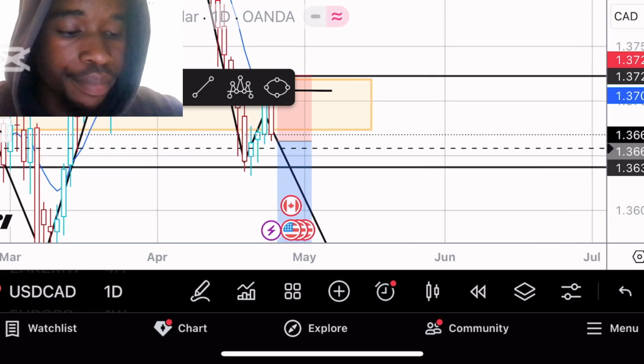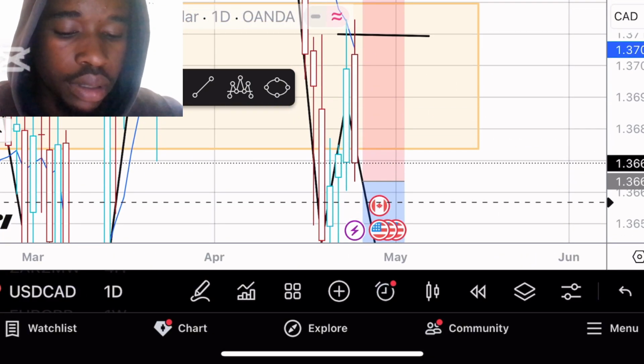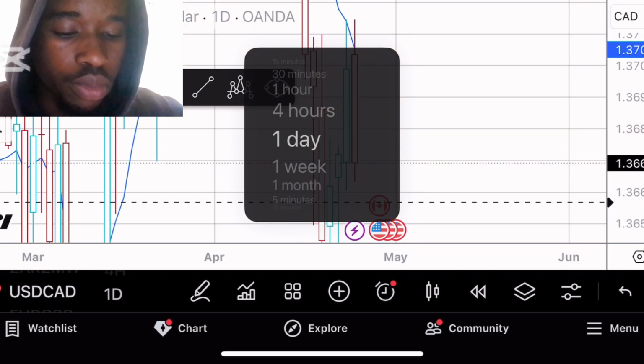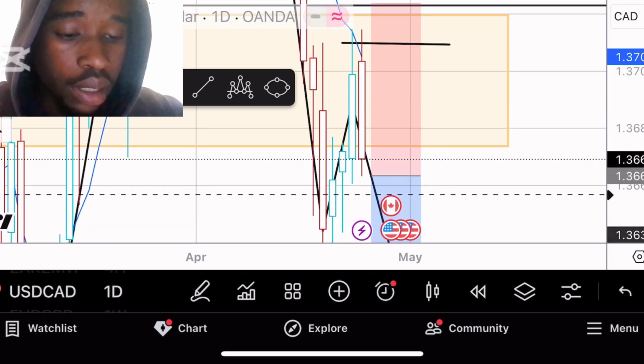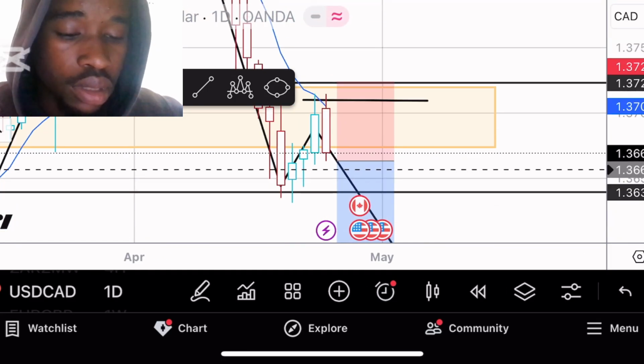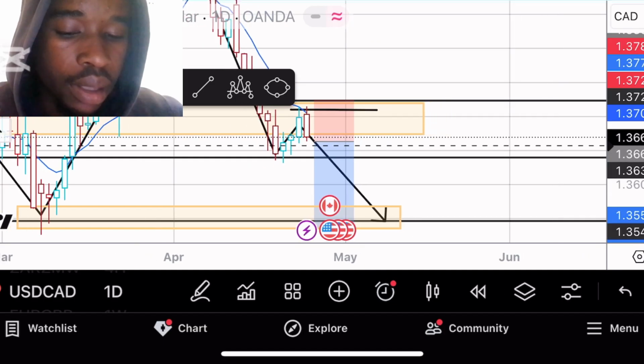So, my little own version of a Sunday breakdown, looking at the charts in preparation of tomorrow, which is Monday. Tomorrow being Monday, I like to look at the currency pairs that are on my watch list and see if we can make anything out of them.